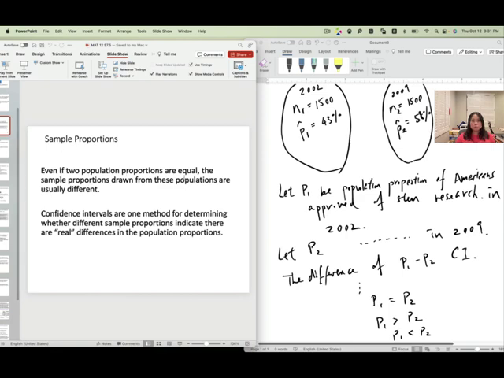Even if two population proportions are equal, the sample proportions drawn from these populations are usually different. Even though the population proportions are equal to each other, the p hats drawn from these populations should be different from each other. Confidence intervals are one method for determining whether different sample proportions indicate a real difference in the population proportions. Later on, we are going to introduce hypothesis testing, which is another method to determine whether the different sample proportions indicate a real difference. In this section, we focus on the confidence interval for the difference of the population proportions.